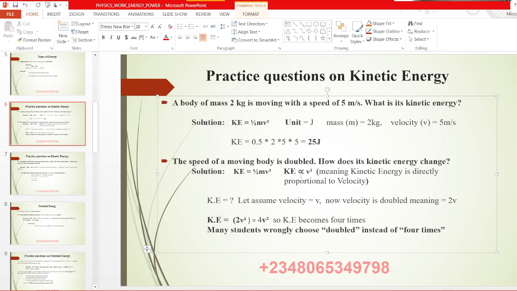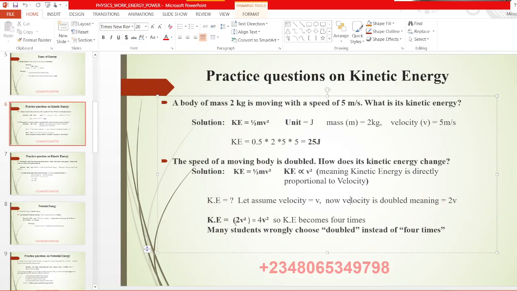So for the kinetic energy to increase, the speed or velocity must have increased. In this question, it is stated that the speed of the moving body is doubled. How does this affect the kinetic energy? The kinetic energy is not stated, but we are assuming that the velocity is v. Now the velocity is doubled, meaning 2v.